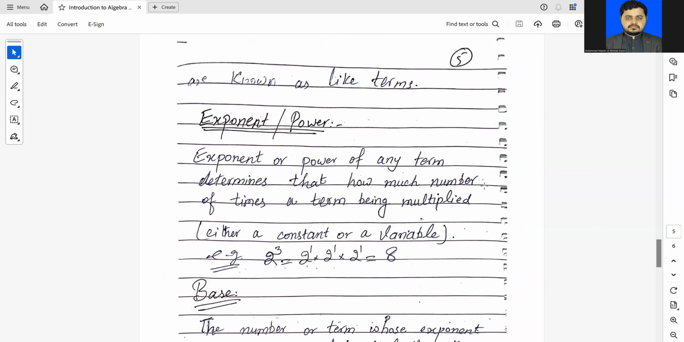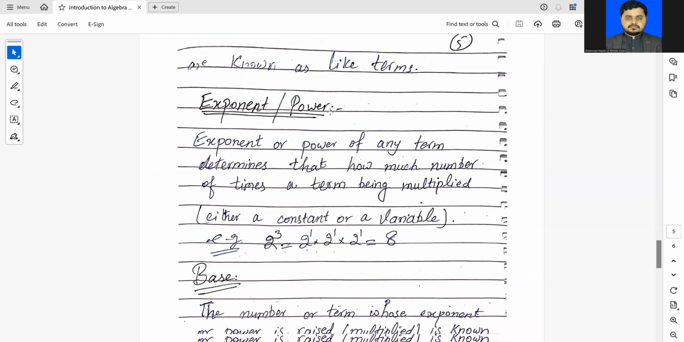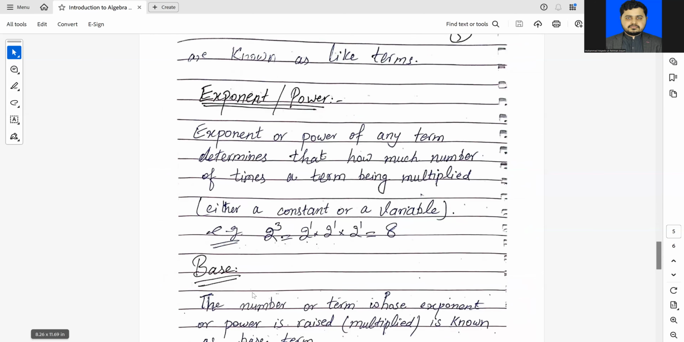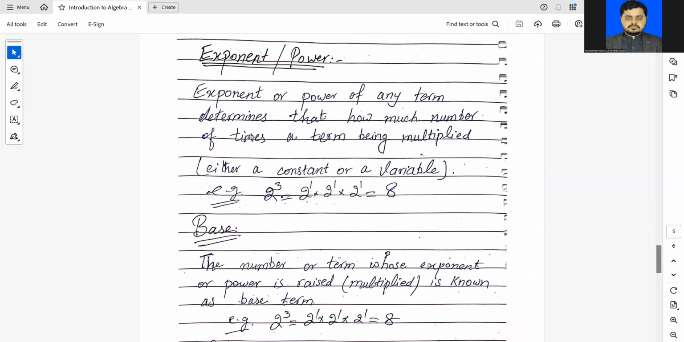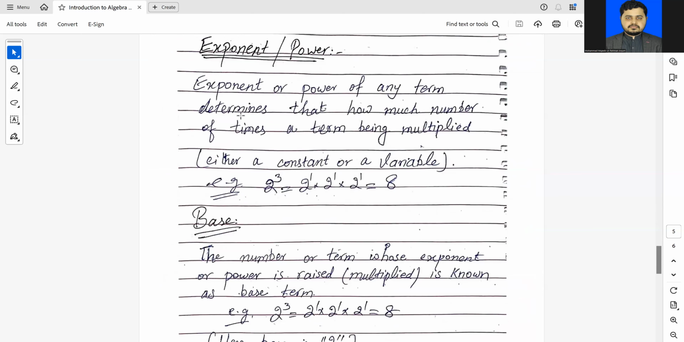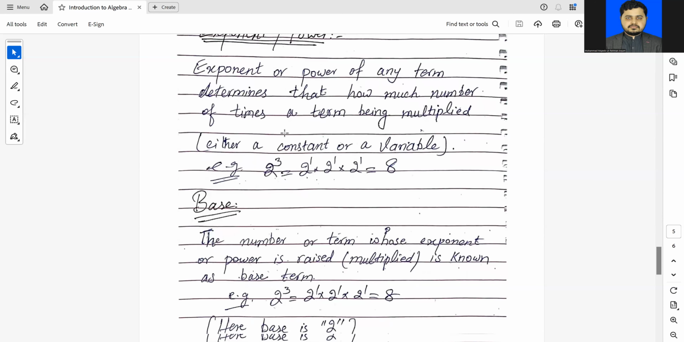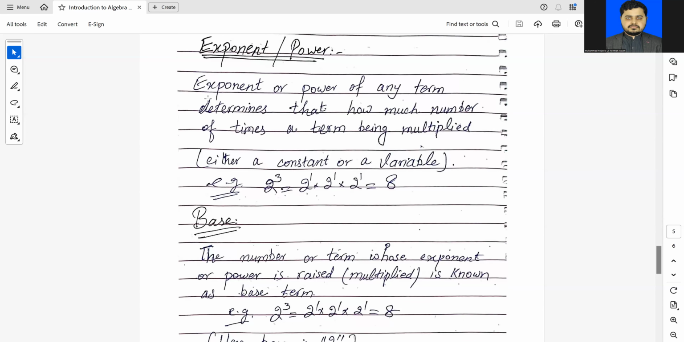And finally, we reach our exponent or power. Two final concepts of algebraic expression. First is exponent or power. You need to understand this. There is a difference between exponent and degree. Degree we will decide later on. But here, in our basics, we have exponent or power.